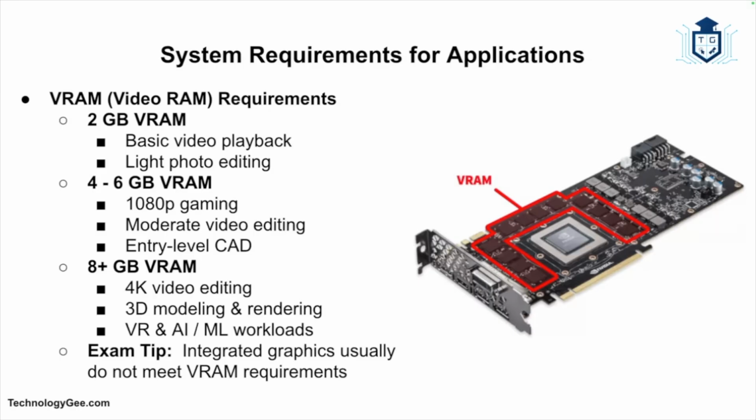Next, we have VRAM requirements, and VRAM stands for video RAM. When it comes to video RAM, you've got 2 gigabytes of VRAM, and this is fine for basic video playback and light photo editing. You've got 4 to 6 gigabytes of VRAM, and this is suitable for 1080p gaming, moderate video editing, and some CAD work. And then you've got 8 plus gigabytes of VRAM, and this is needed for 4K video editing, 3D modeling, CAD, VR, and AI machine learning workloads.